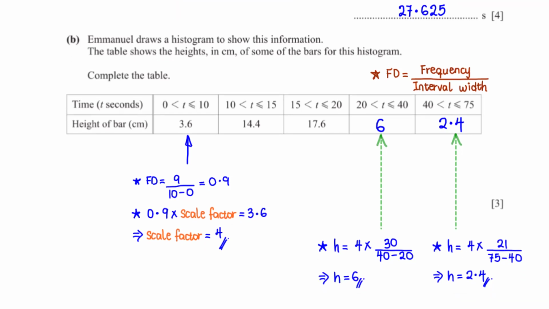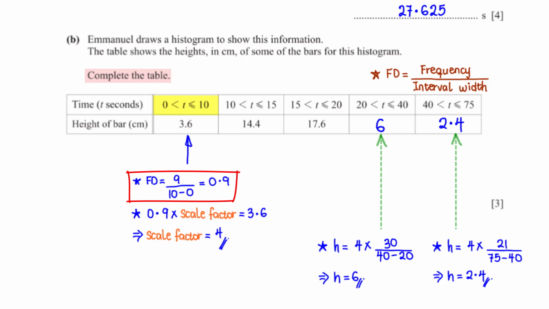Emmanuel draws a histogram to show this information. The table shows the heights in centimeters of some of the bars for this histogram. Complete the table. The height of the intervals on a histogram are determined by their frequency densities. Frequency density is equal to frequency divided by interval width. First, let's take a look at the height of the first interval, which has already been done for us. The frequency density of this interval is 9 divided by 10 minus 0, which is 0.9.